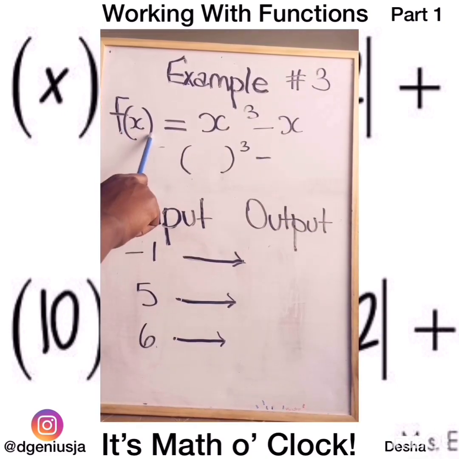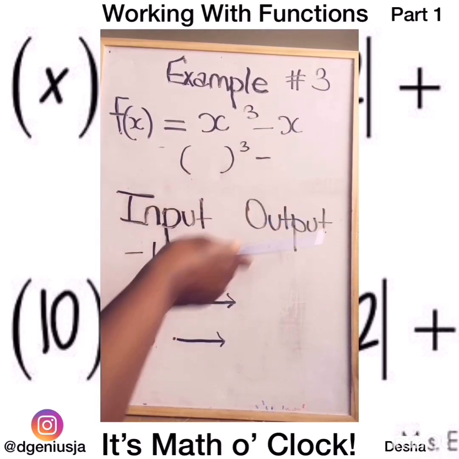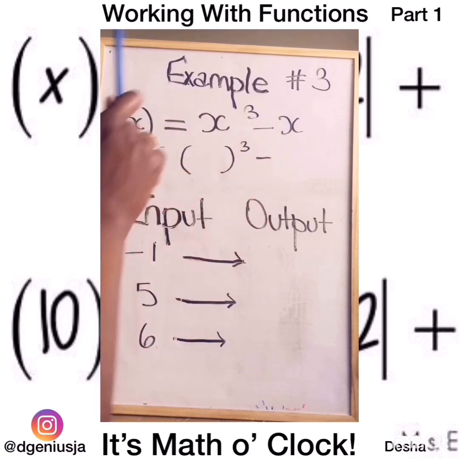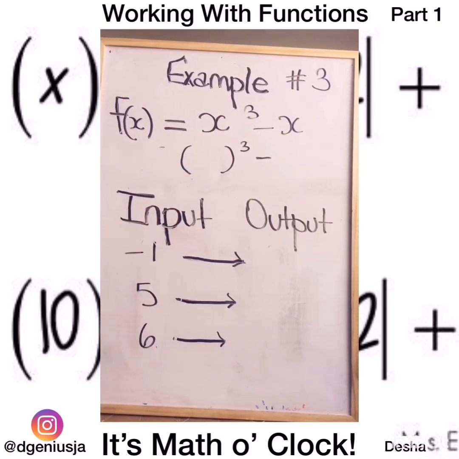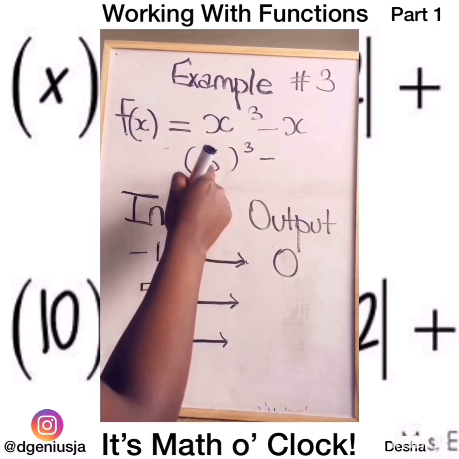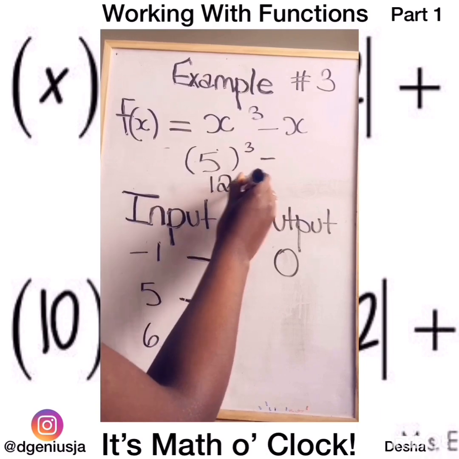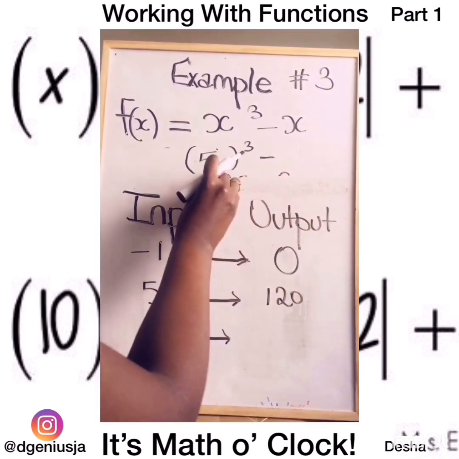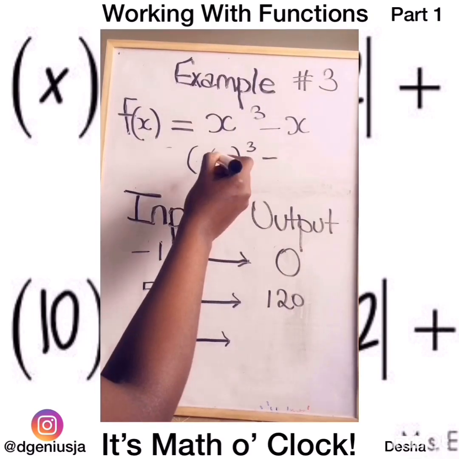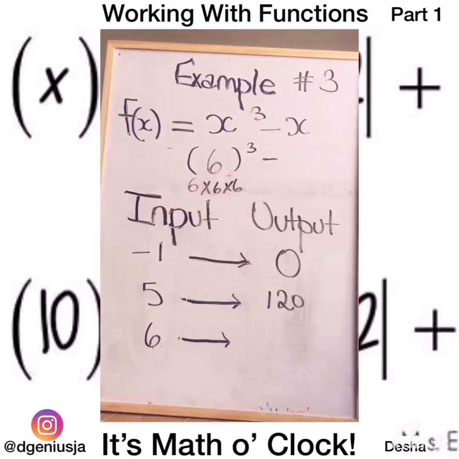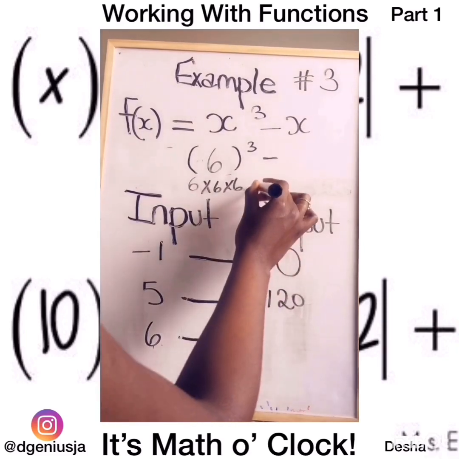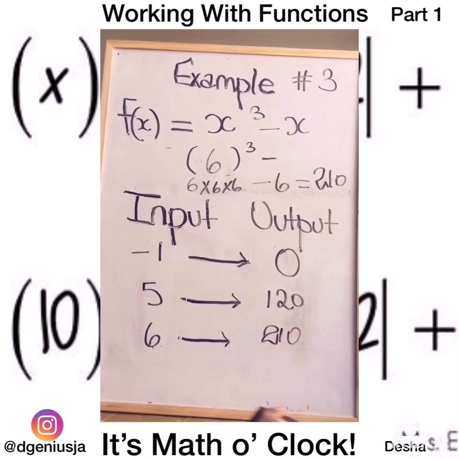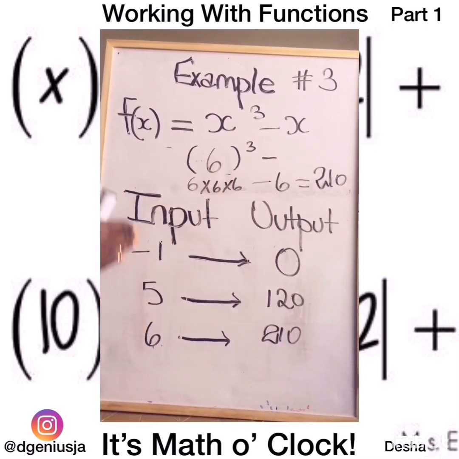Given the function f of x is equal to x cubed minus x, we're literally inputting these values into the function and subtracting it from the same values. That's what the function is saying. So we have 5. Now 5 cubed is 125 minus 5 is equal to 120. Now given 6, inputting 6 here, 6 times 6 times 6, we should arrive at 216. 216 minus 6 is equal to 110. And these would be the output for the inputted values here.